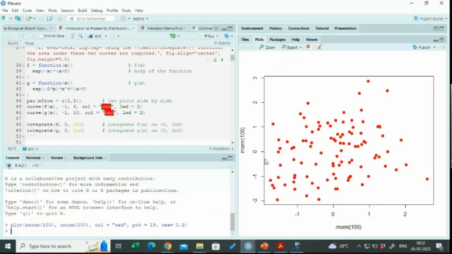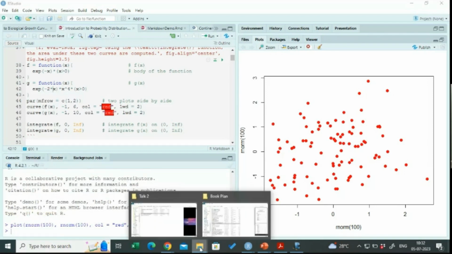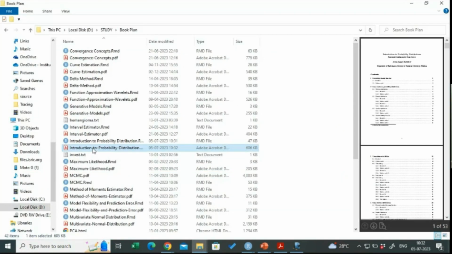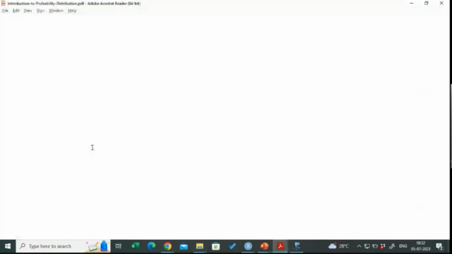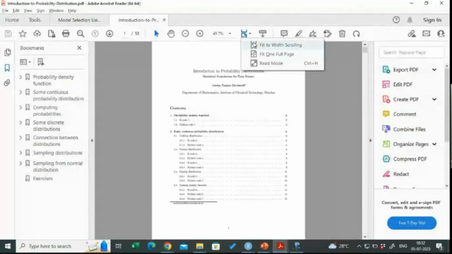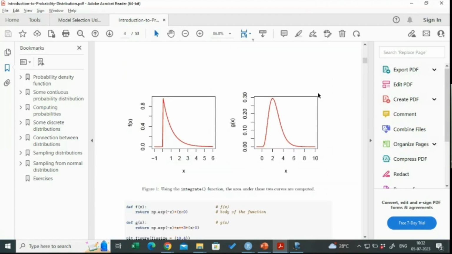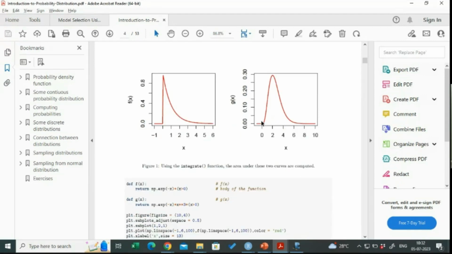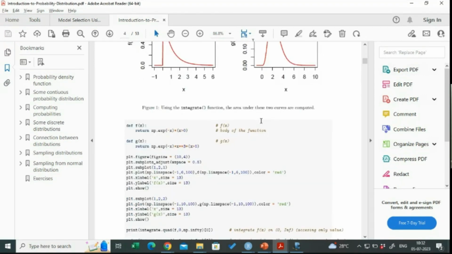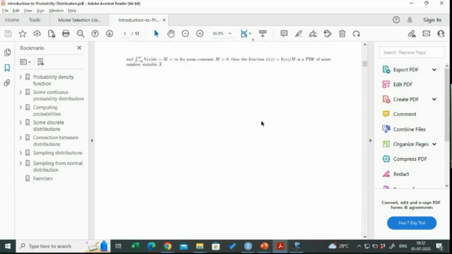Okay, it is done. So let me check out the file now. Say, introduction to probability distribution. Let me check out what is happening with that. Yes. See that here gx has become this function and the plot has also changed. This is a very wonderful software and wonderful platform. It provides you wonderful flexibility. Right? That is very important.